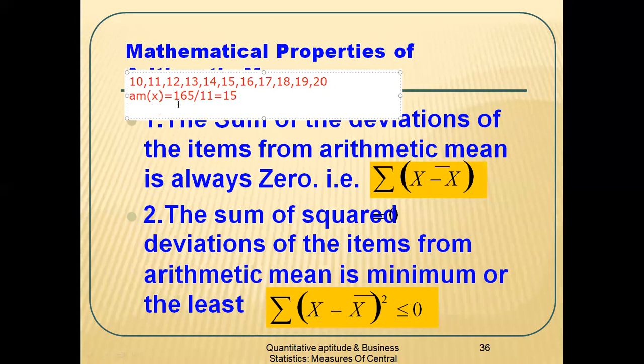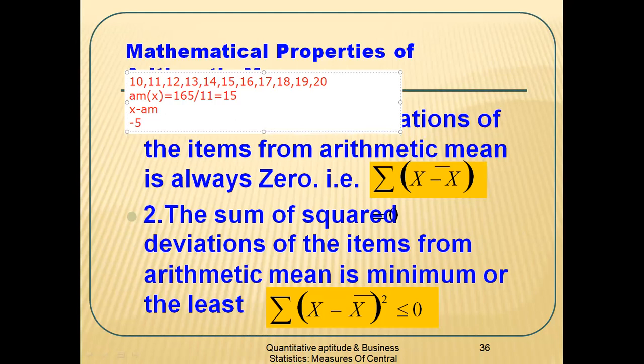Now let me do another thing here. Let me subtract each observation from the arithmetic mean. When I subtract each observation from the arithmetic mean, what observations do you get? That is 10 minus 15, which is minus 5. The next observation is 11 minus 15, that is minus 4.